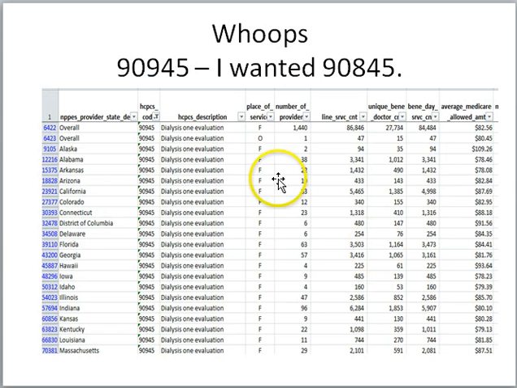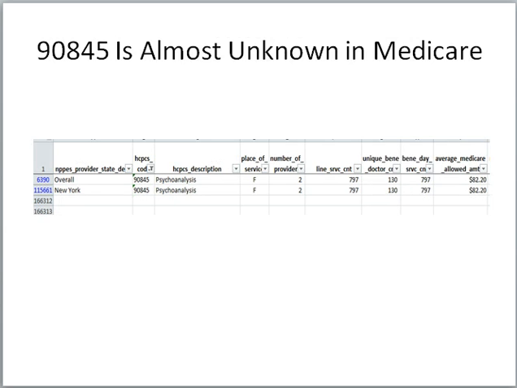Well, I was wrong. I clicked 90945, which is the dialysis, one visit evaluation, and I wanted 90845, which is psychoanalysis. So I go back to the drop-down box and I do 90845, and it turns out 90845 psychoanalysis is almost unknown in the Medicare program.